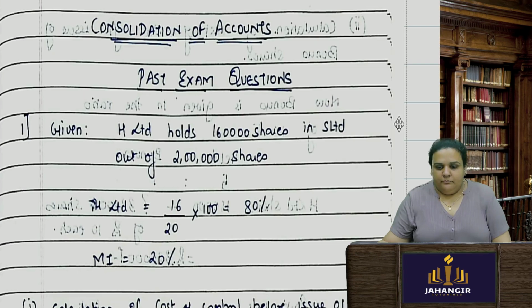Now given, easy. Given H Limited is holding how many shares? 1,60,000 shares.